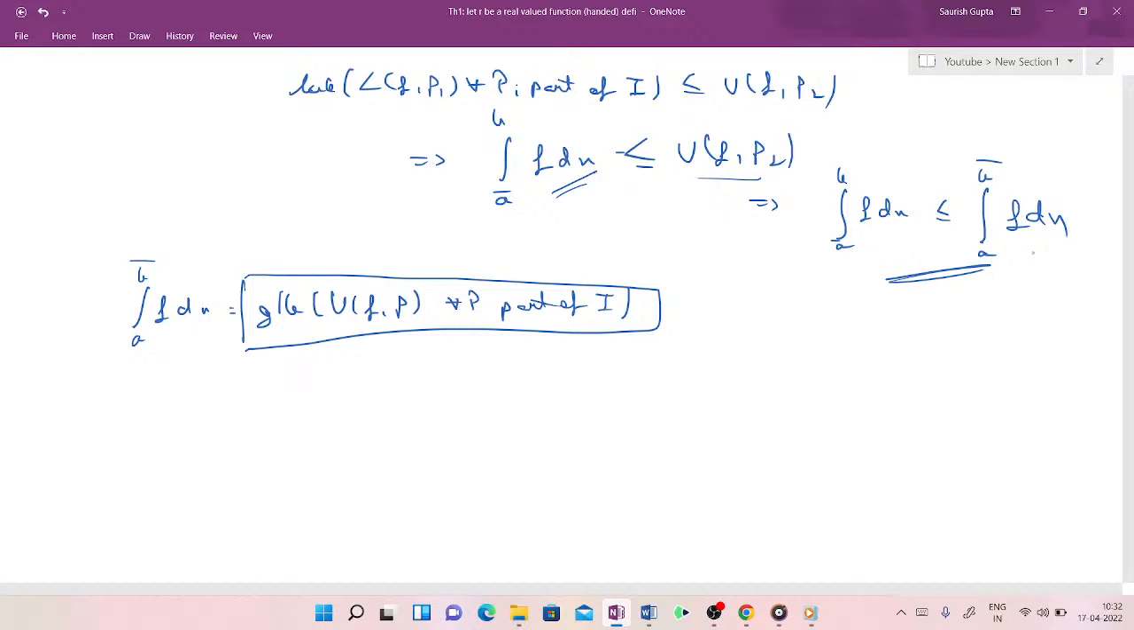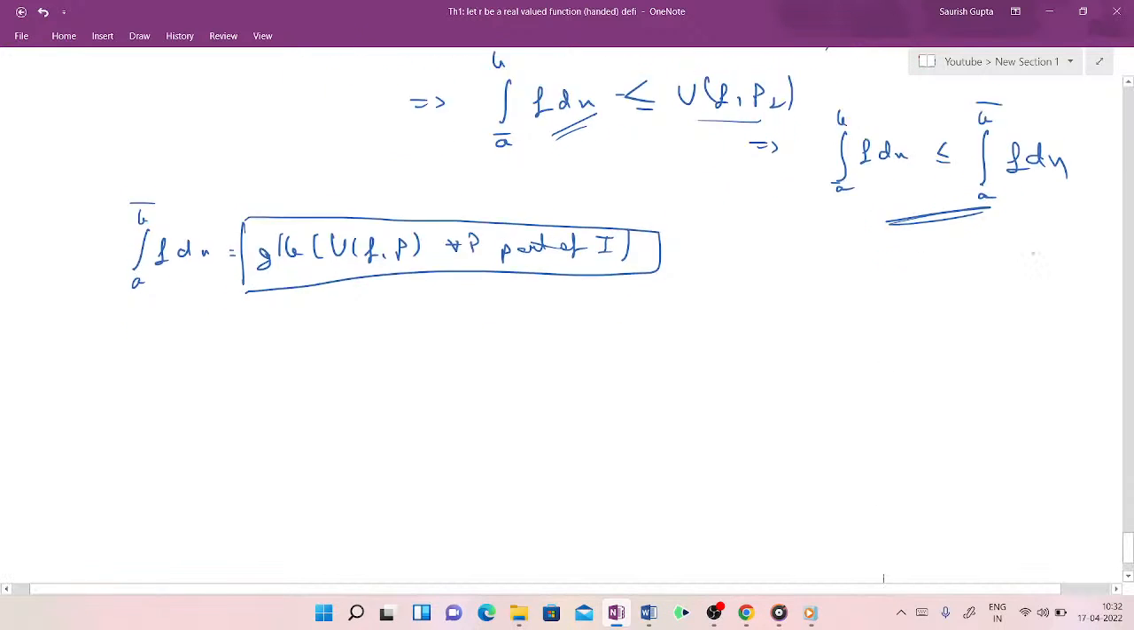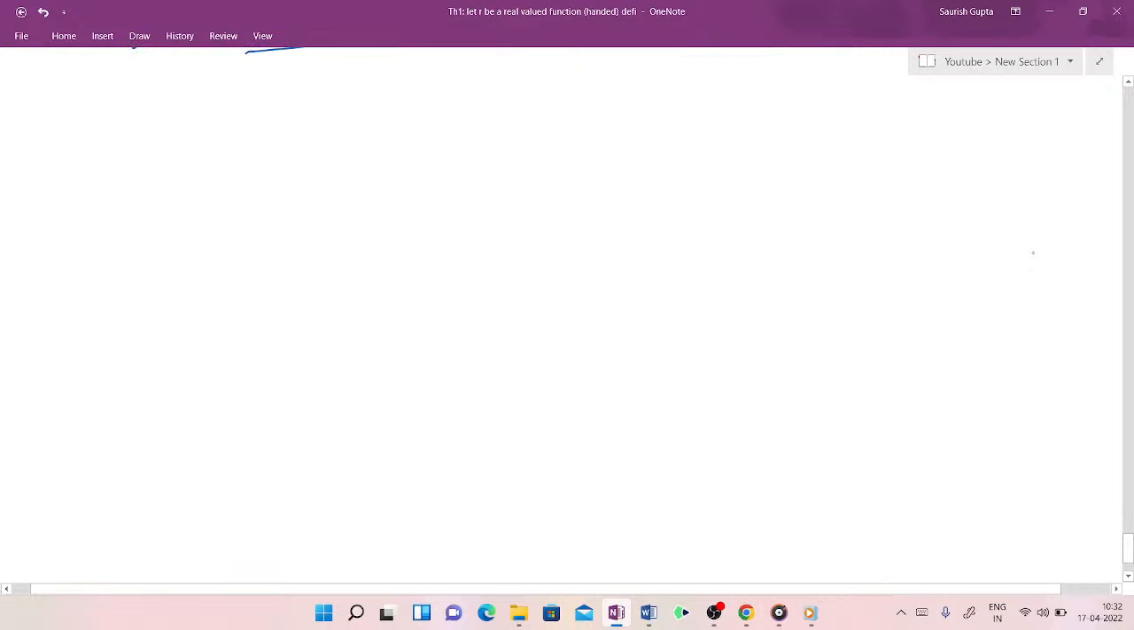Now let's move on to some problems related to Riemann integration. Let's check a few problems. In this lecture we are going to do some very basic problems. From the next lecture onwards we are going to move to some advanced level problems. So let's check the first question. Here we take a linear function.